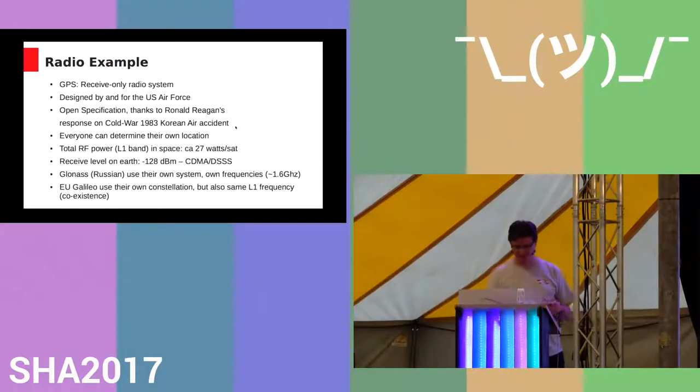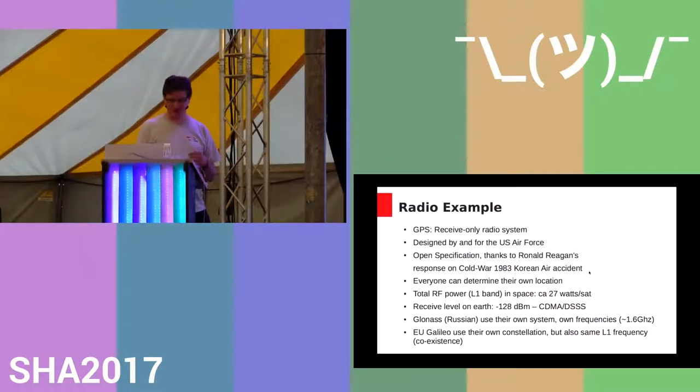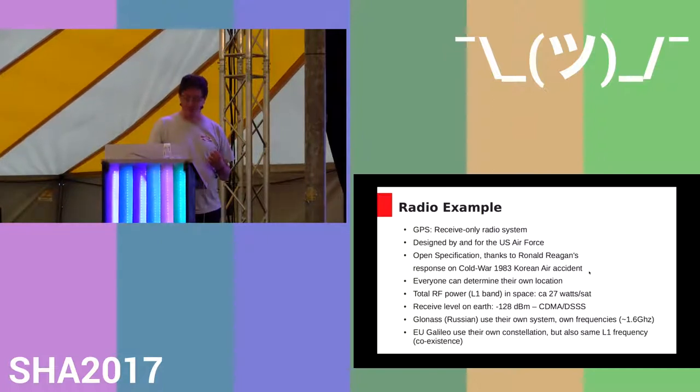Then I will provide a quick, simple example for radios. GPS is, I think, the most compatible radio system ever invented. It was designed by the US Air Force, so it's a very nice system. It's an open specification, thanks to Ronald Reagan's response to a Cold War incident. I think that's very, very beneficial for everyone, and it also opened up a big market for consumer applications. Everyone with GPS can determine their own location. You don't have to reveal it to others.